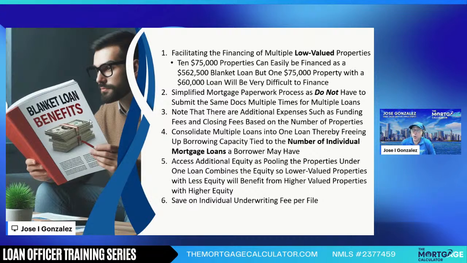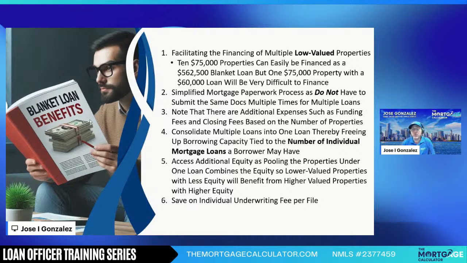The blanket loan, now this is a real good one you may not have considered. The blanket loan allows us to consolidate multiple loans into one loan, thereby freeing up the borrowing capacity tied to the number of individual mortgage loans a borrower may have. So you've seen that one on some of the guidelines. Borrower can have up to 10 properties, borrower can have up to 15 or up to 20, whatever is the property limit. They're really talking about loans. They can have up to 10 loans.